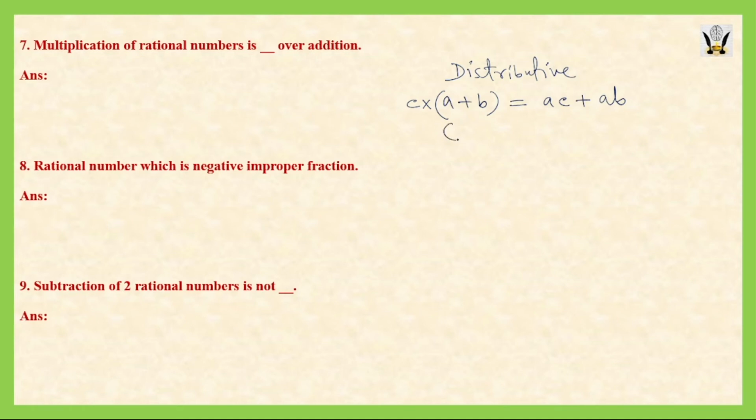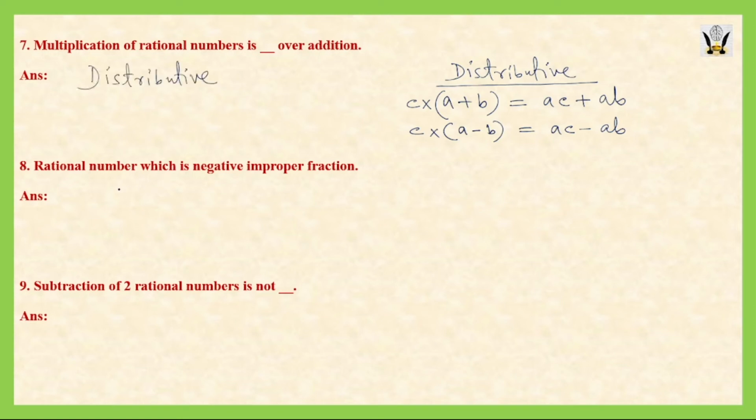Now the same thing can happen in case of subtraction as well. So if we choose two rational numbers a and b, and first we subtract one rational number from the other one, and then with that result of subtraction we multiply by another rational number c, then it will be nothing but ac minus bc. So multiplication is distributive over addition and subtraction, but this question is related to addition. So here the correct answer will be distributive over addition.